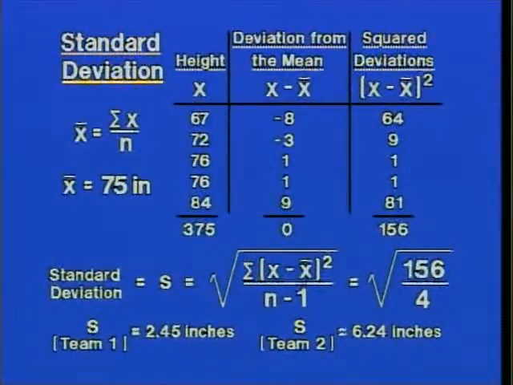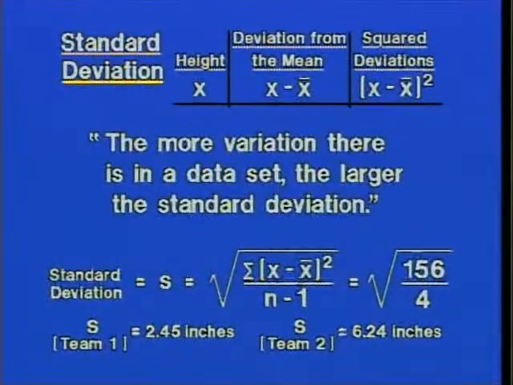Recall that the standard deviation for Team 1 was approximately 2.45 inches. And we're seeing a larger standard deviation for Team 2, which had a bigger range of values, you see, for those different heights. And in general, we can say this, that the more variation there is in a data set, the larger the standard deviation. That's just a simple truism having to do with statistics.